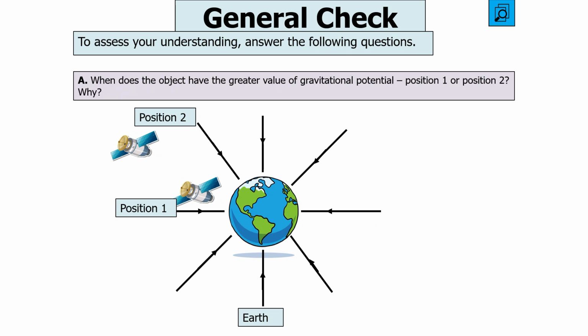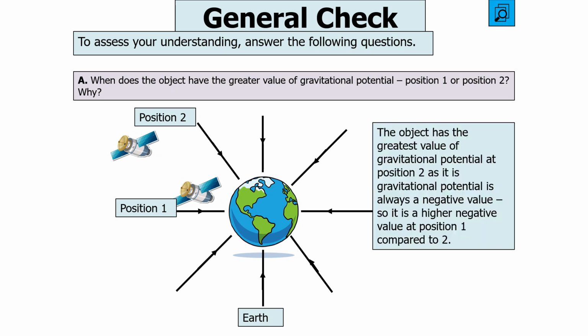When does the object have the greater value of gravitational potential, position 1 or position 2, and why? The object that has the greatest value of gravitational potential is at position 2, as the gravitational potential is always a negative value, so it is at a higher negative value at position 1 compared to position 2.